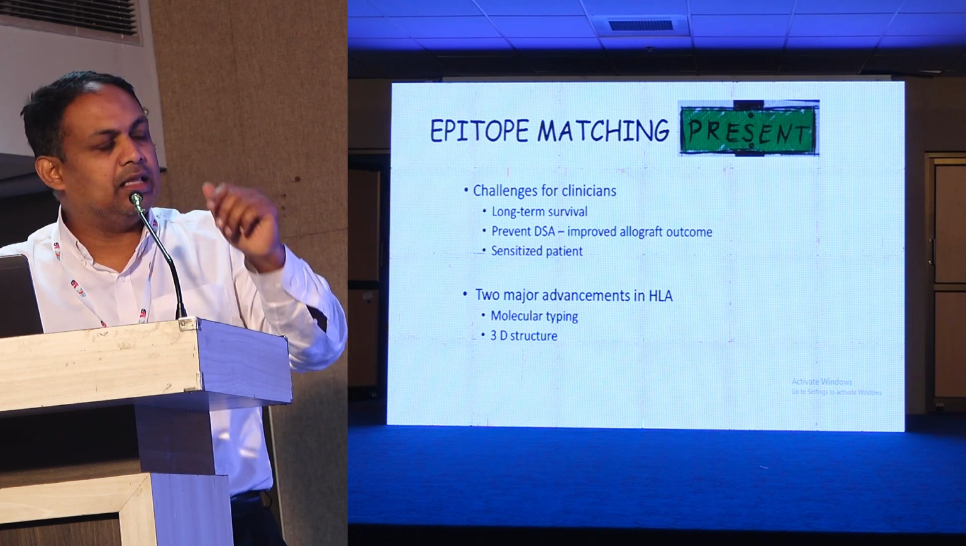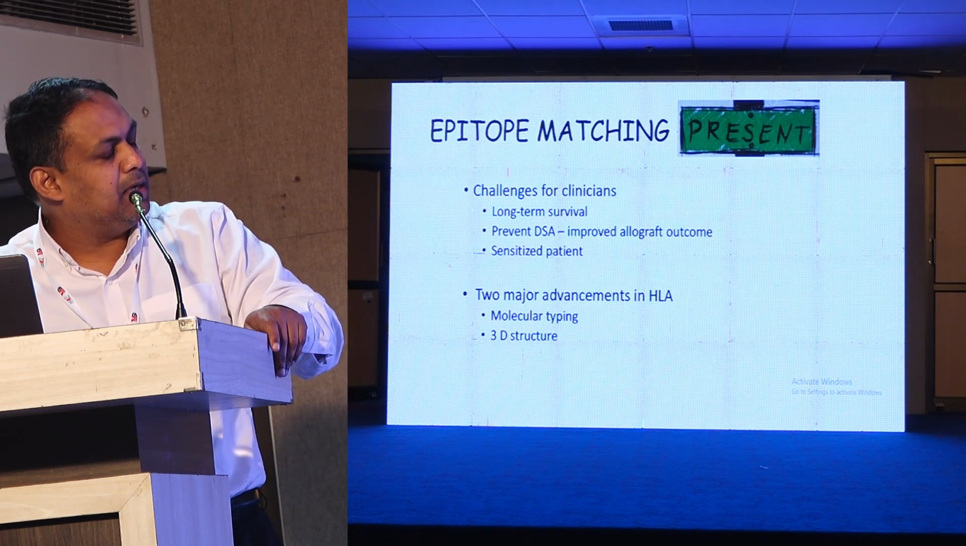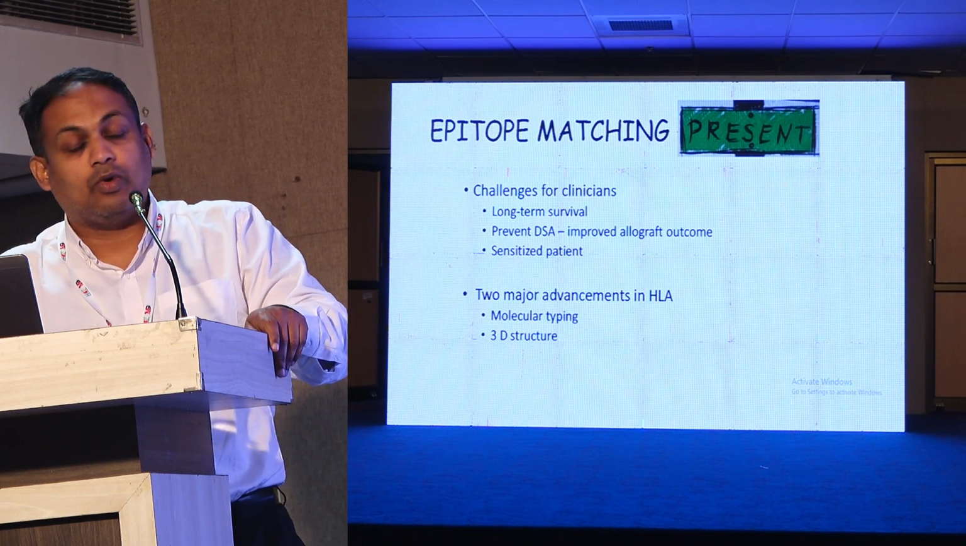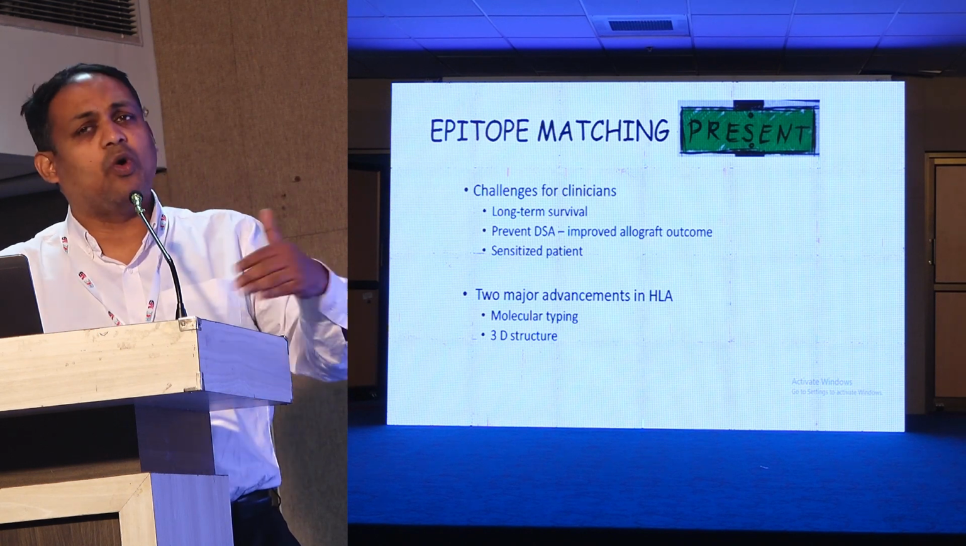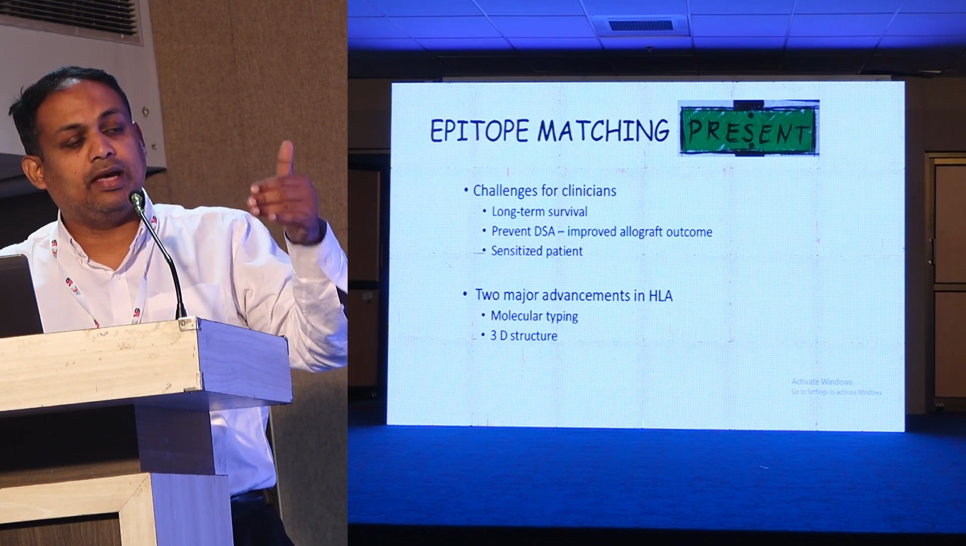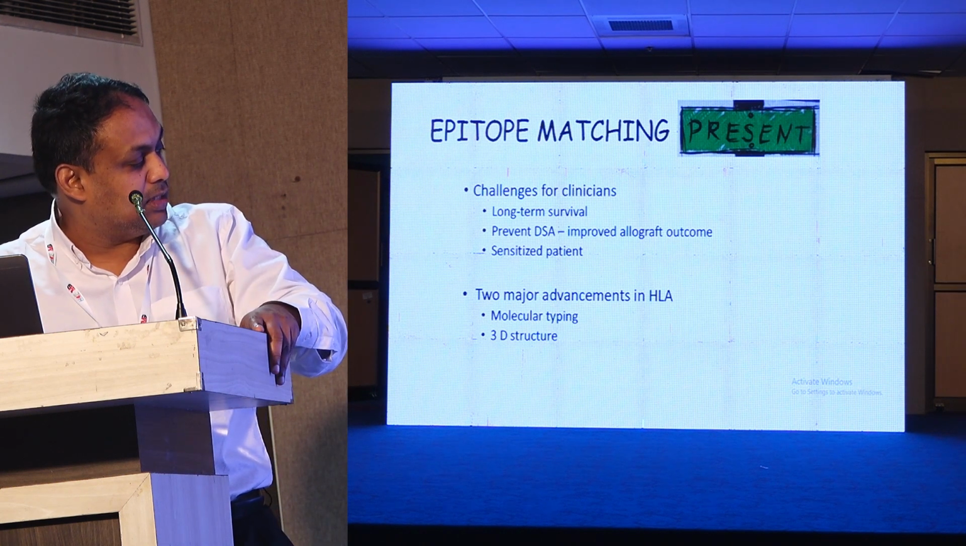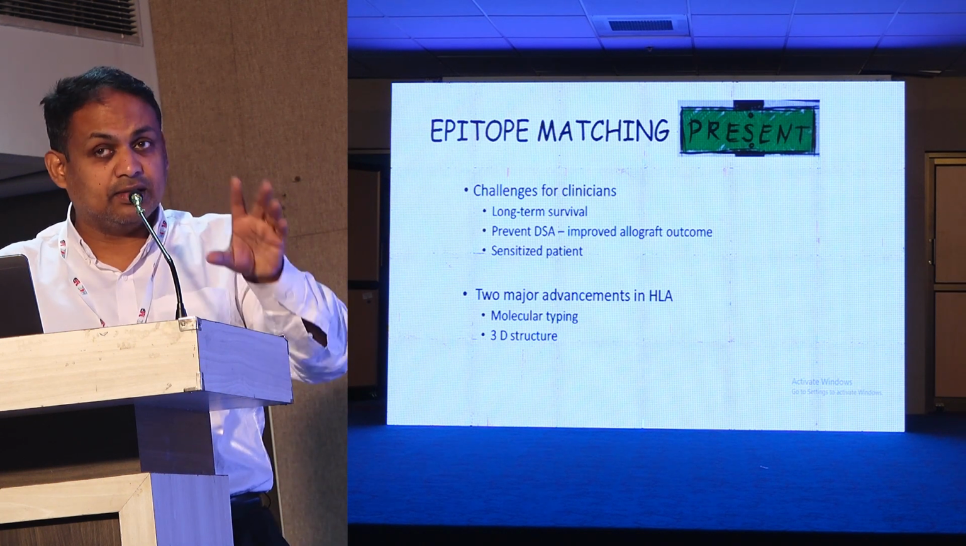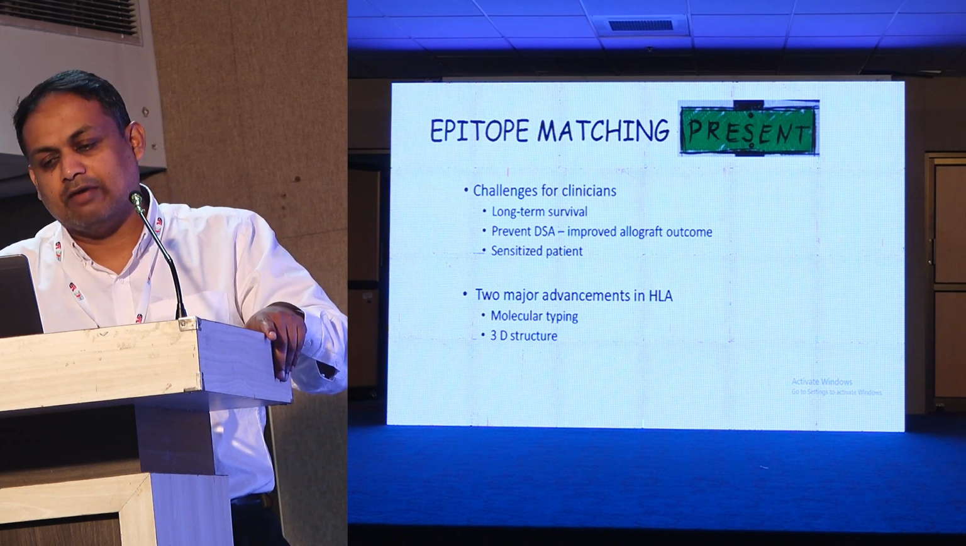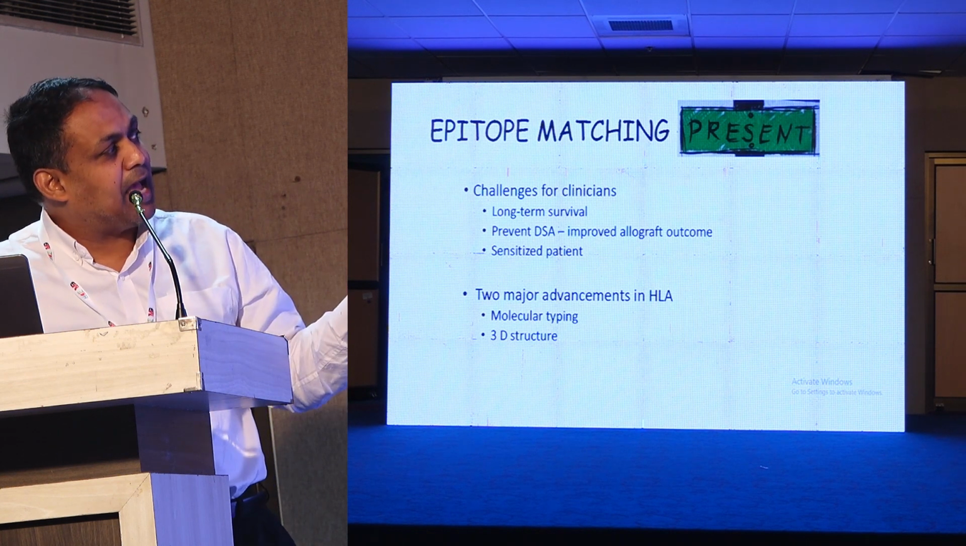Similarly, in the molecular phase, on the HLA lab front, almost all typing is now molecular typing. It's now SSO, SSP, or NGS. That's where we are right now. And the 3D structures of HLA molecules are available right now. So both these things help.